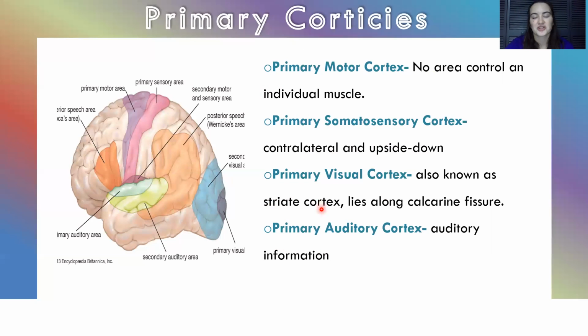Then the last thing I'm going to cover is the primary auditory cortex, which of course is important for auditory information. And you can find this if you go to your temporal lobe, the lateral fissure. It's going to be right here in this blue-green area is where you'll find your primary auditory cortex.